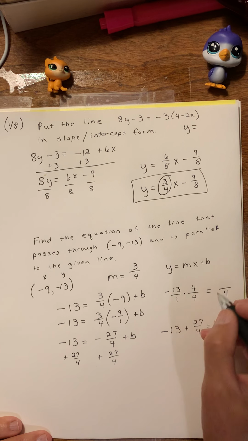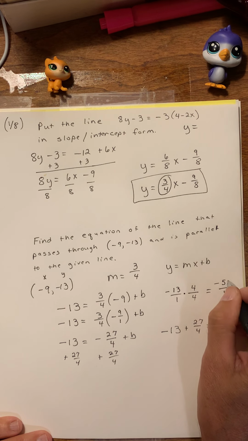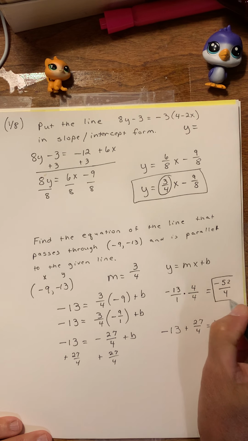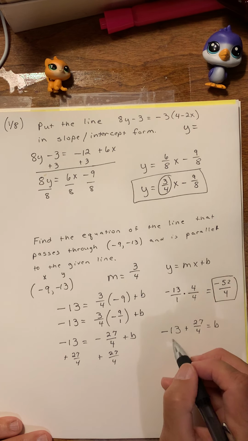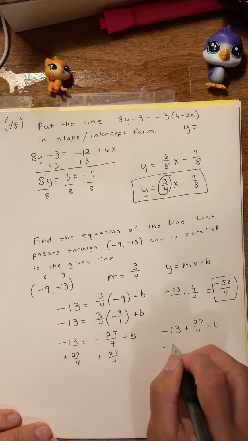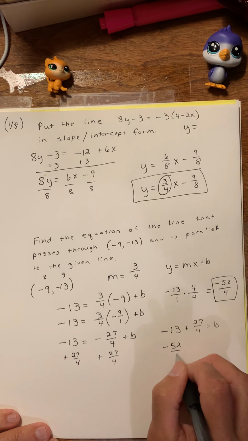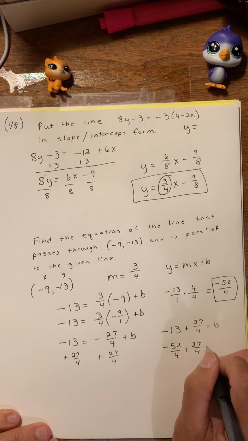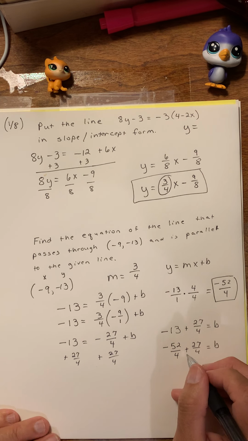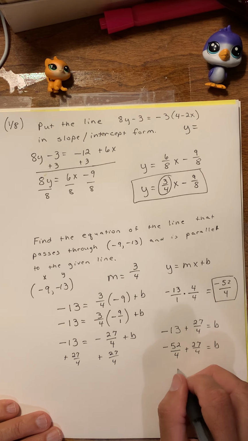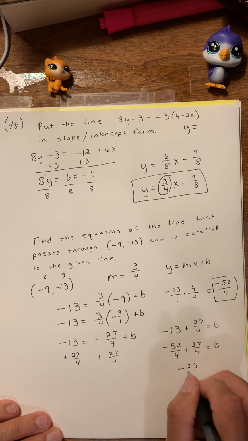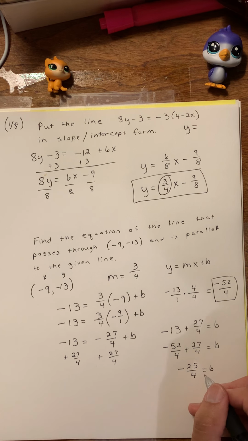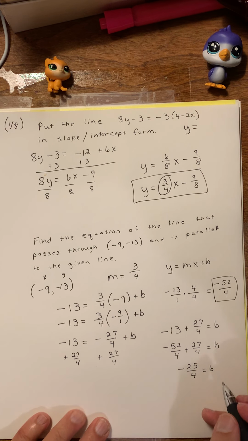Negative 13 times 4, negative 52. 1 times 4 is 4. So here's my equivalent fraction. This is the same as negative 13. Use your calculator. This turns out to be negative 25/4 is b. So check what I have now.